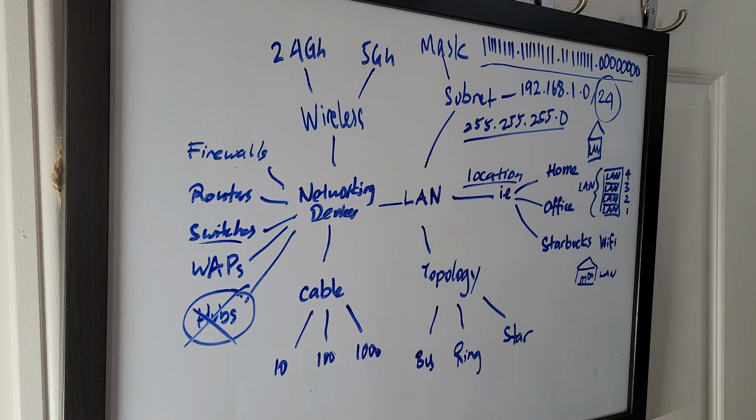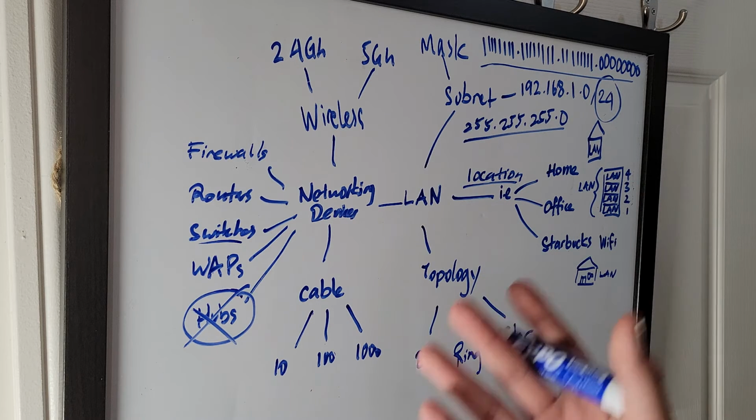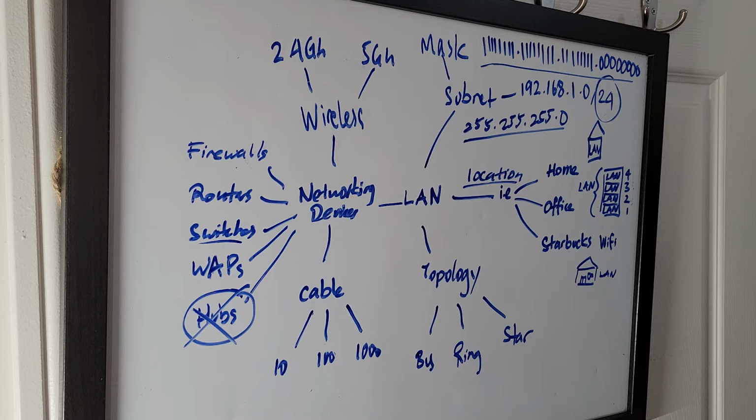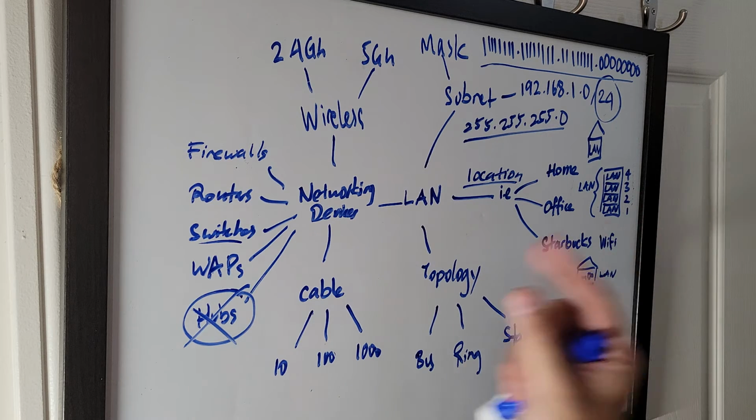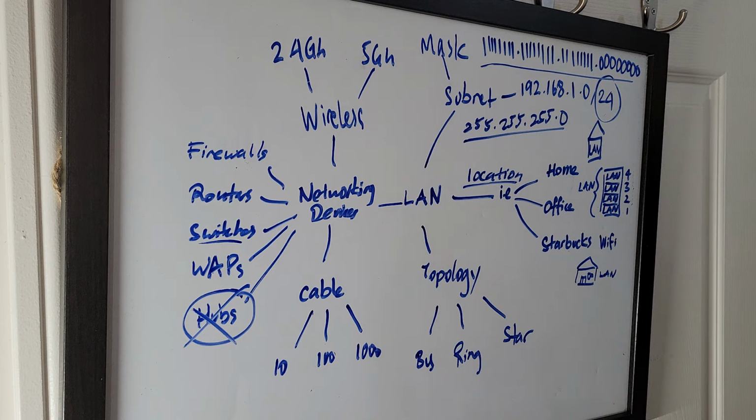And when it comes to local area networks, they have a topology. They have physical topology and logical topology. A physical topology is how it looks, how you could see it in person. But the logical topology is how data moves from one computer to another.